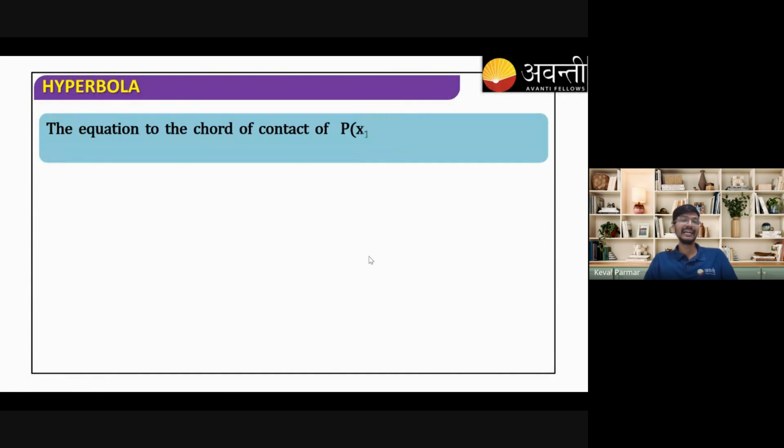Now we have the standard results. What are the standard results, guys? The chord of contact, the pair of tangents, and the chord with a given middle point. The results remain the same. The equation of the chord of contact of the point P(x1, y1) with respect to the hyperbola is T equals 0, same as the tangent. The equation of the tangent is also T equals 0.